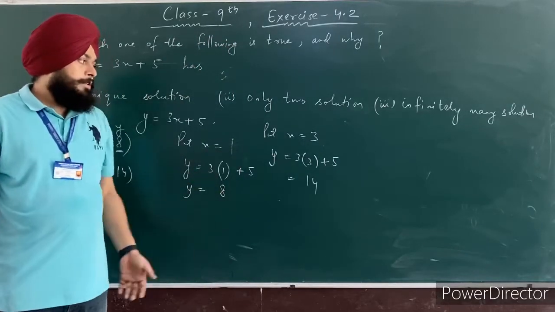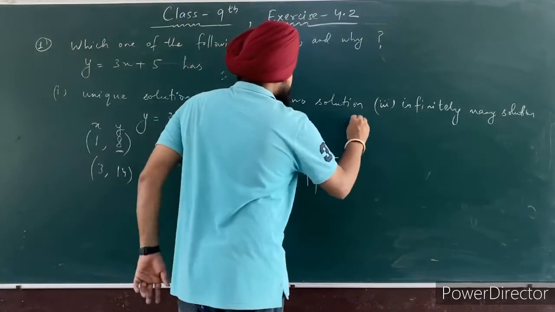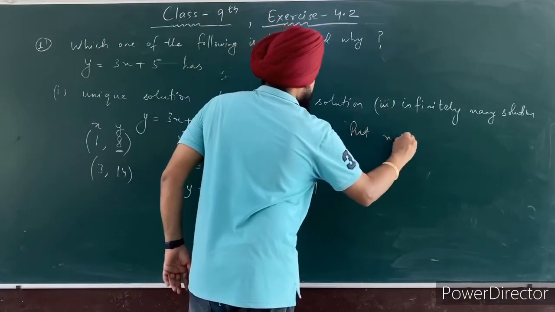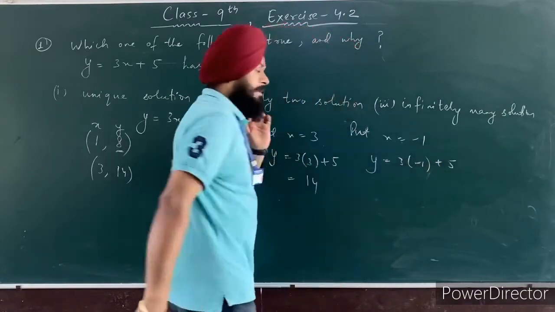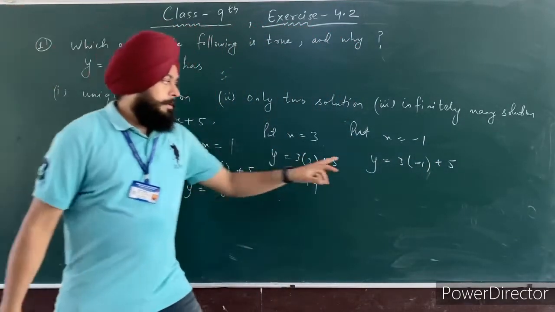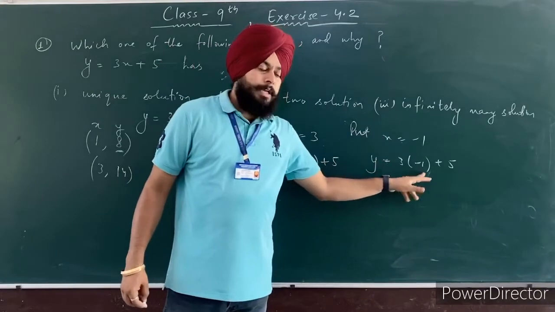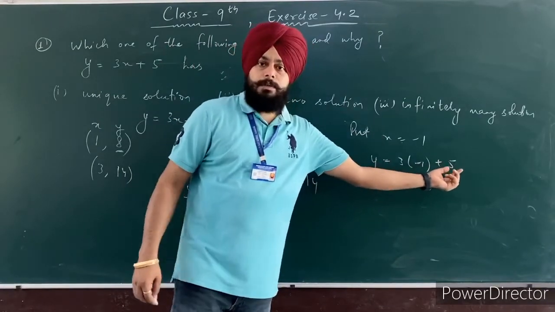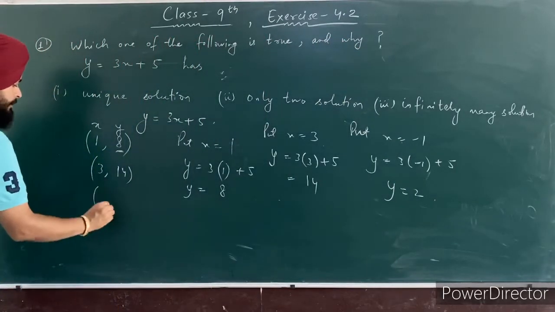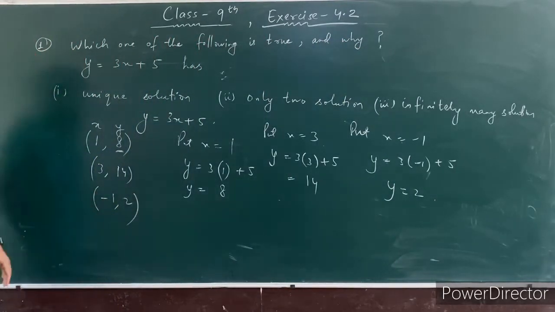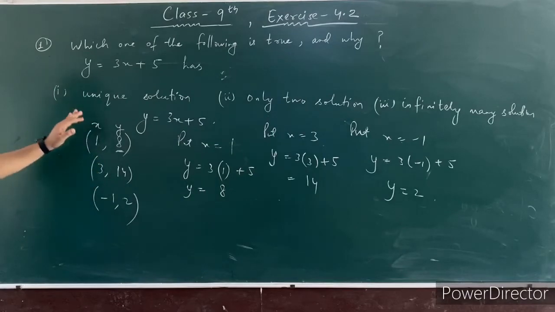In this way, you can take negative values. Suppose you take x equal to minus 1. Then what is y? 3 into minus 1 is minus 3. Minus 3 plus 5, how much? It is 2. Therefore, the value of y is 2. Solution is minus 1, 2. So you can see here, there are so many values.